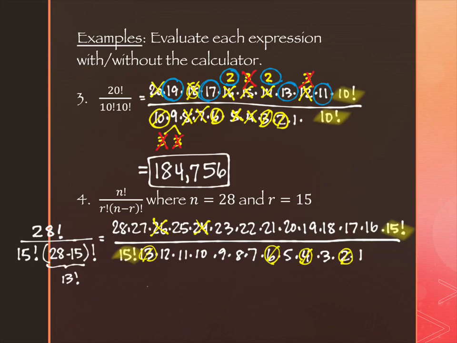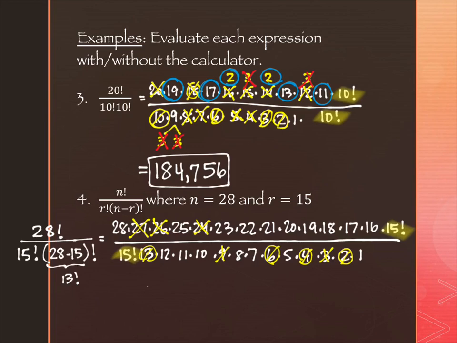Any others? Oh, that might be it. Oh, there we go. There's another one. Thank you. 9 and 3 are 27. I think that's the last one that's in pairs, right?